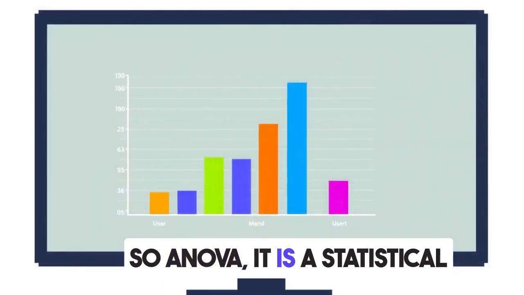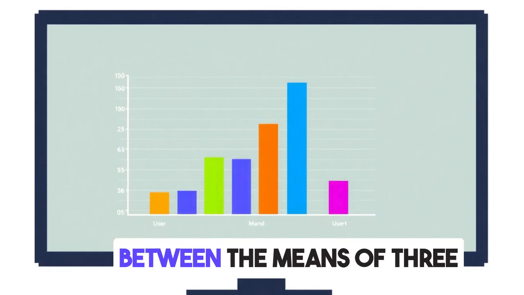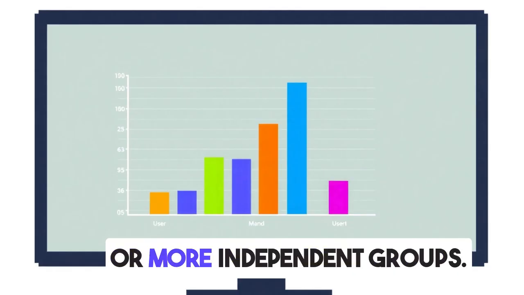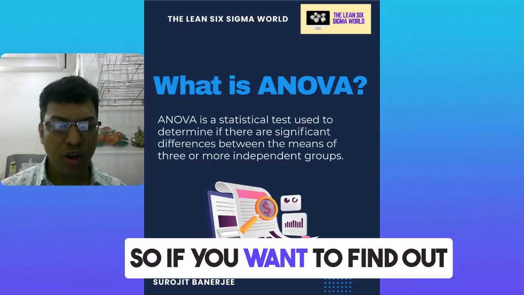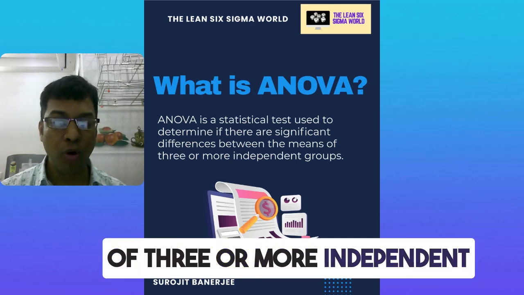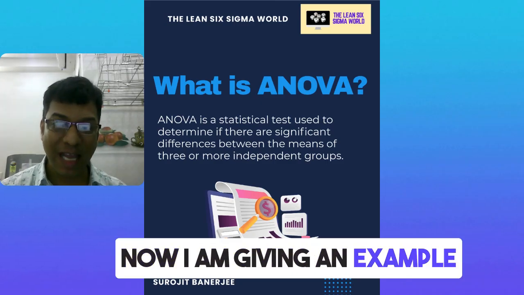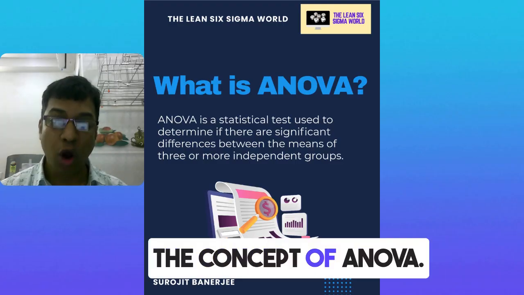ANOVA is a statistical test that is used to determine if there are significant differences between the means of three or more independent groups. So if you want to find out the significant differences between the means of three or more independent groups, you need to perform the ANOVA test. Now I'm giving an example to make you understand the concept of ANOVA.